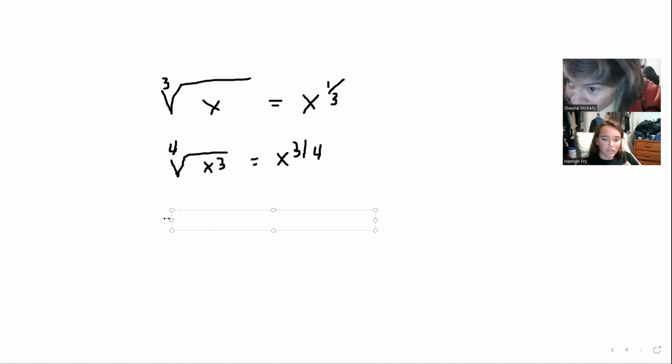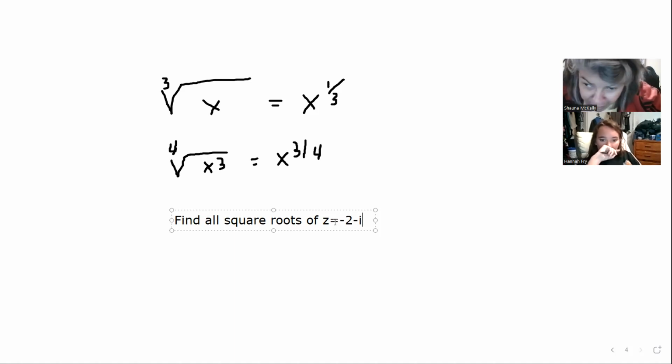Now, we were doing powers just now, weren't we? We were doing what we call integral powers, which means they were whole numbers, positive numbers, like 1, 2, 3, 4, 5, 6. Well, suppose that I said to you, find all square roots of z equals -2 minus i. I know how to find the square root of a number, right? But it turns out to be really hard to find the square root of a rectangular number like this.